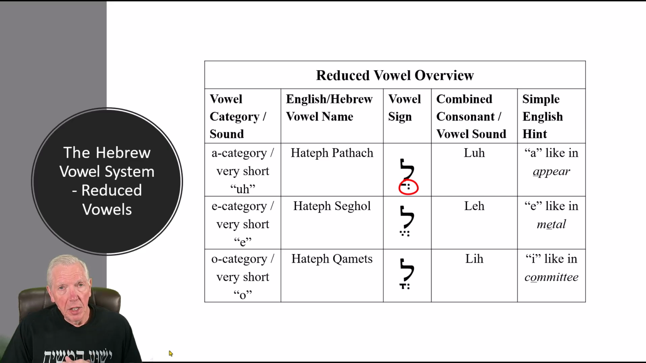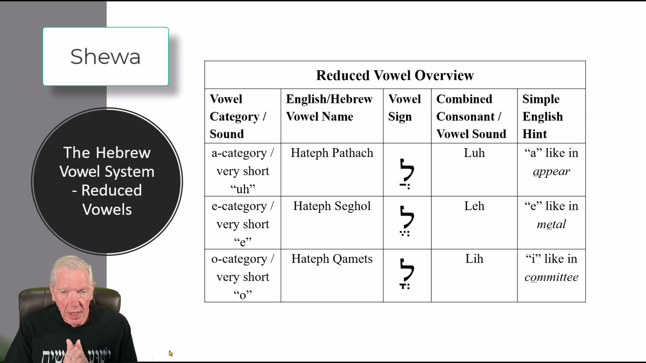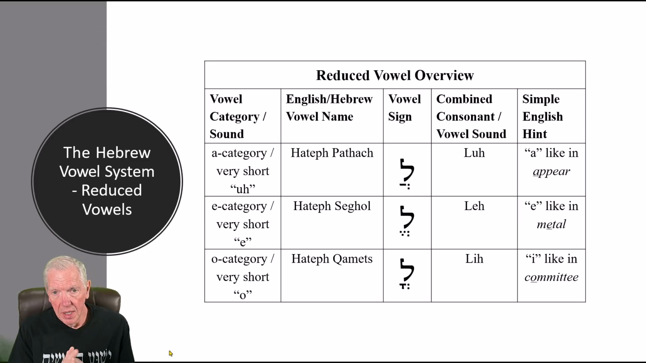Those are called a Shewa. And what that's doing is it's making the pronunciation of this vowel sound very abrupt. So for example, here we have a hatef pathak, so we get that ah sound, but it's real quick, like in appear. Very brief. And then what's doing that is the Shewa. The Shewa is telling you, I want you to say this very rapidly.